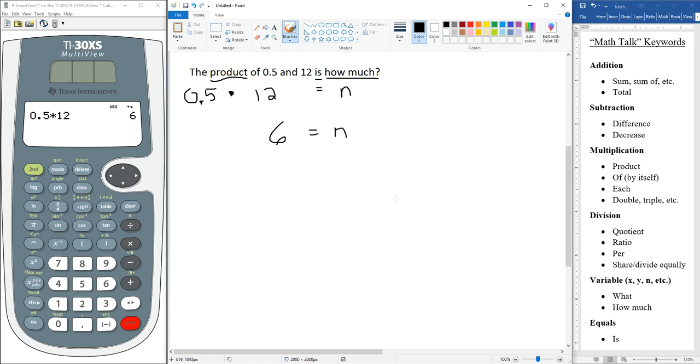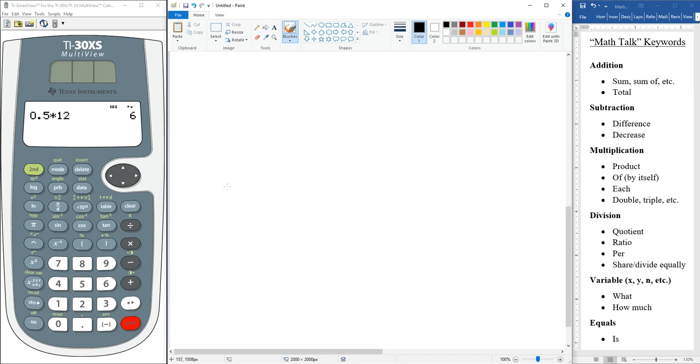Okay, so our last operation is division. So let's take a look at one of those problems. So quotient, ratio, per, share, divide equally. Okay, so let's make it a little bit interesting here. Let's go to a clean piece of paper.